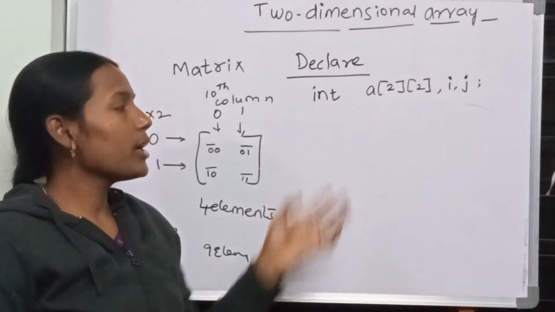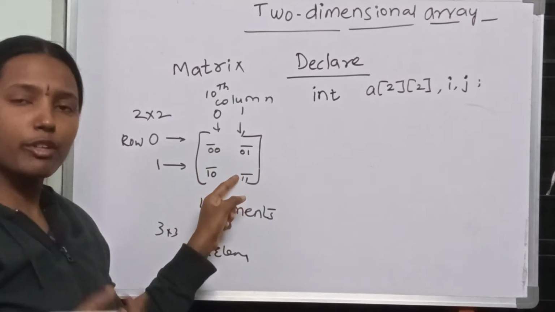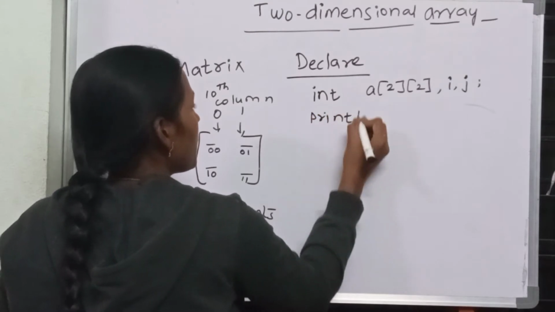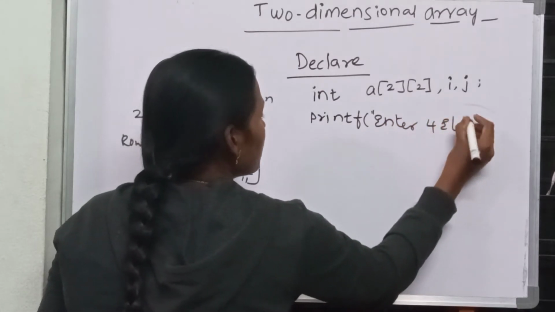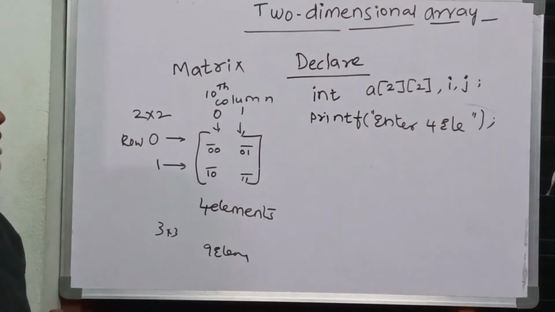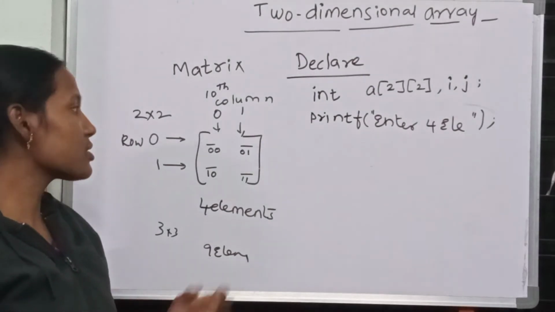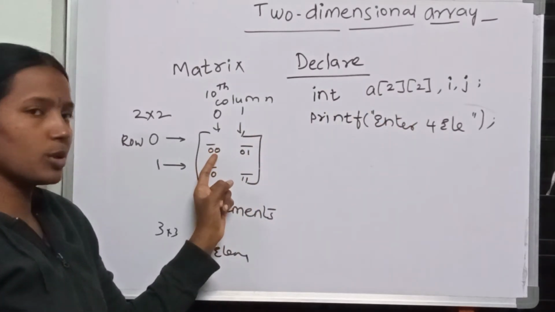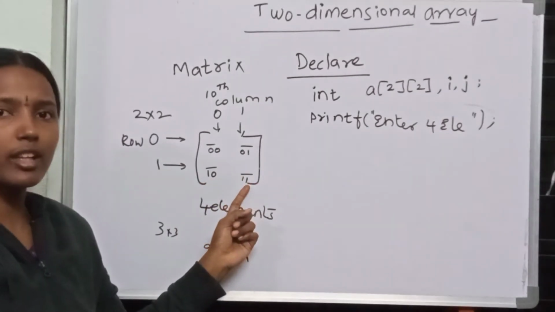Right? Now I want to accept the numbers to be stored in these 4 places from the user. Now what message will we write? printf, enter 4 elements. So by seeing this message, the user tries to enter 4 elements. Now we have to accept those 4 elements and store them in the matrix A. So the first element is stored in the 0, 0 position, the next element in the 0, 1 position, the next element in the 1, 0 position, and the next element in the 1, 1 position.